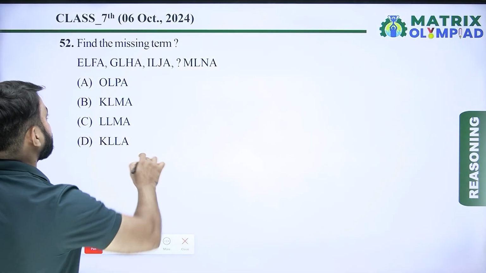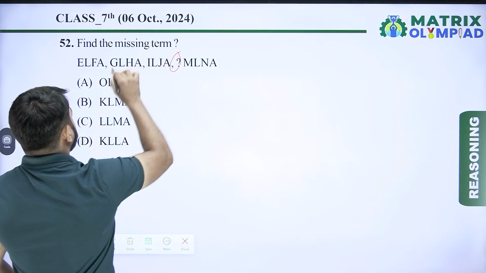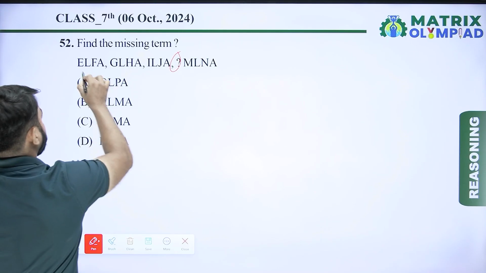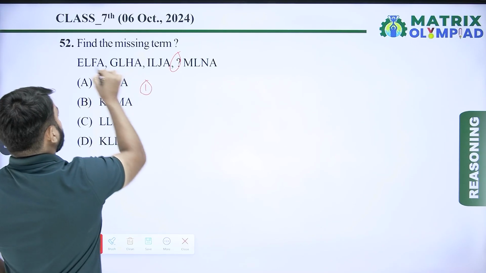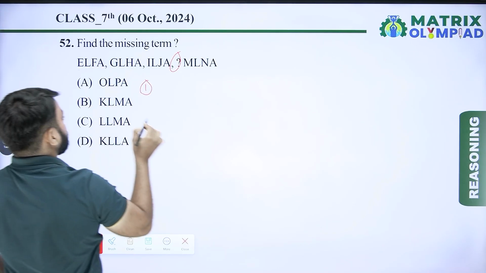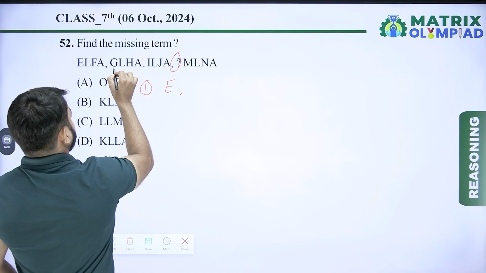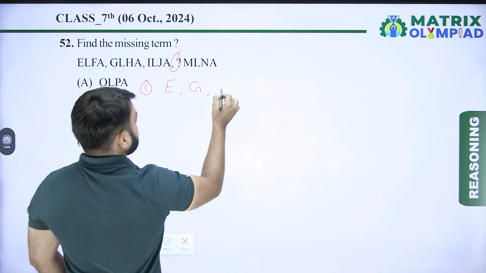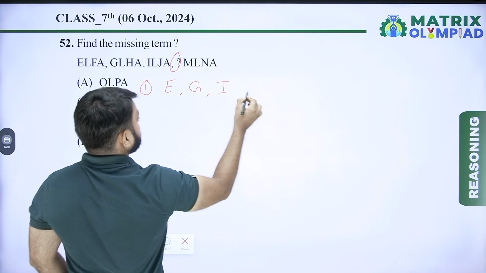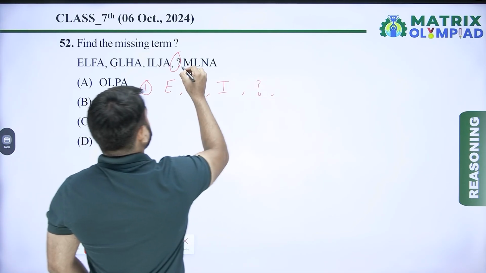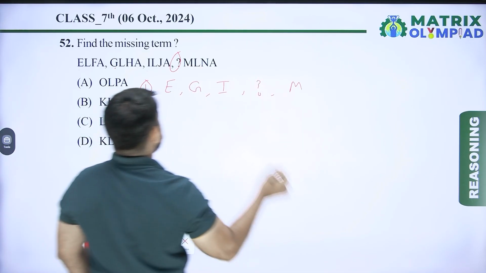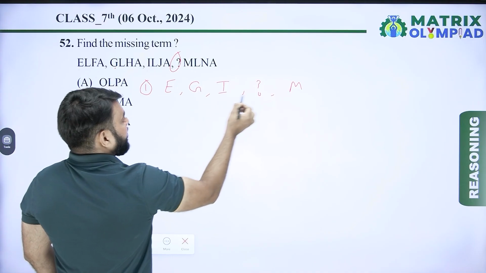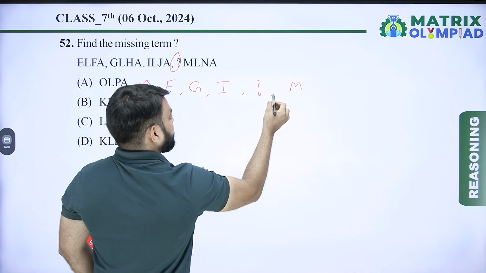Now the next question, question number 52. Find the missing term of the given series. First, taking the first alphabet of each term. The first alphabet of the first term is E. The first alphabet of the second term is G. After G, next is I. After I, next is missing. And after missing, next is M.